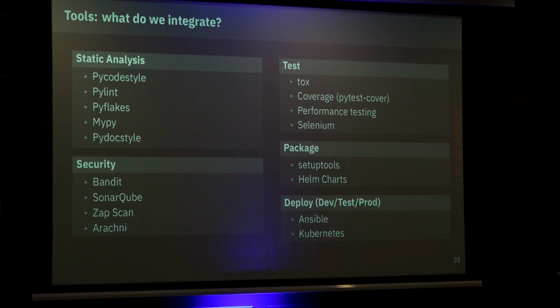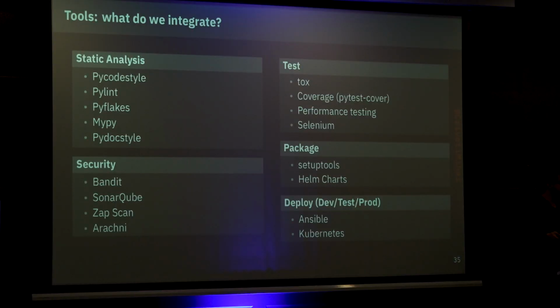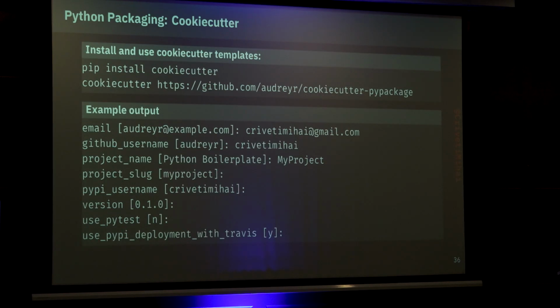Other tools: testing, Selenium. If you're building a web application, you probably want to do end-to-end tests. Packaging: maybe you're going to deploy onto Kubernetes or a container, so maybe build a Helm chart as part of it. And then deployment, Ansible, that's something you can use just to deploy everything to cloud. Depends on how you're packaging and deploying your application. Maybe you're building an AMI and destroying everything and using immutable infrastructure, but that's that.